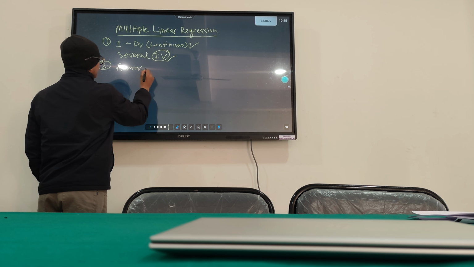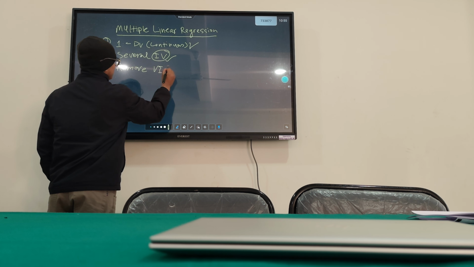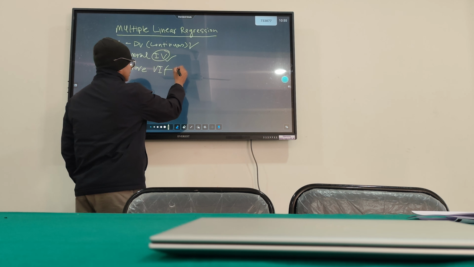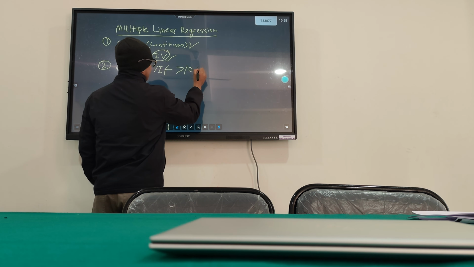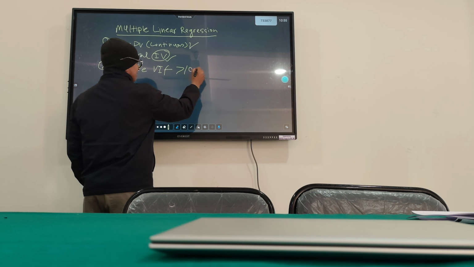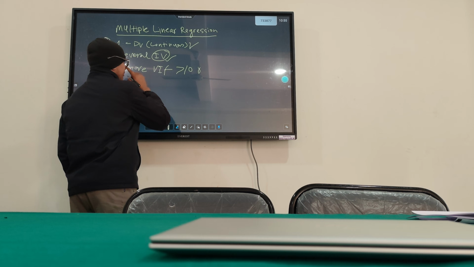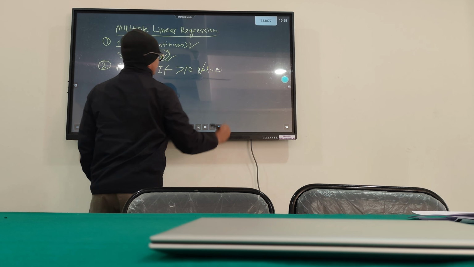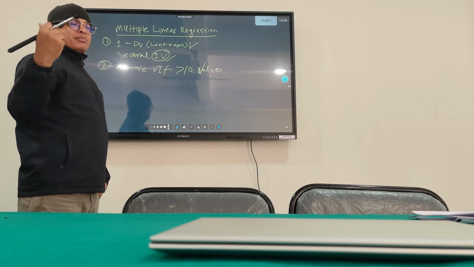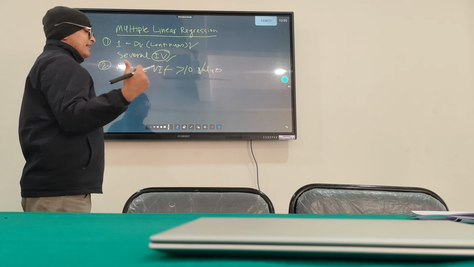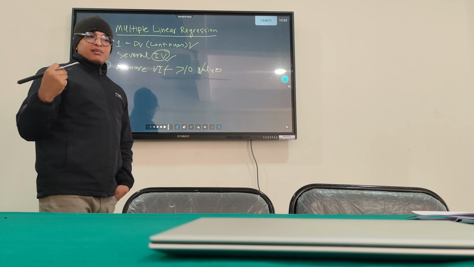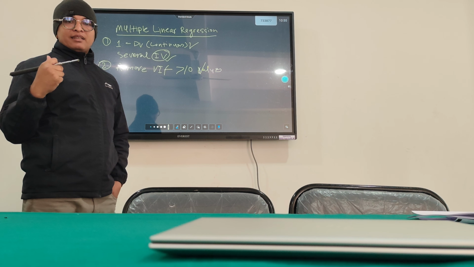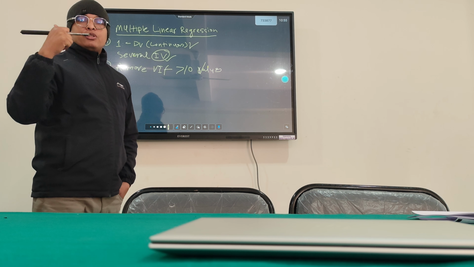Remove VIF, where the VIF value is greater than 10. If the VIF value is greater than 10, then remove those variables with VIF greater than 10. I mean to say you have several independent variables, and I am talking about the independent variables' VIF values. You need to remove them. Always remember that.